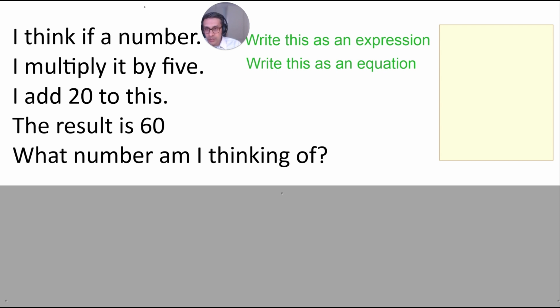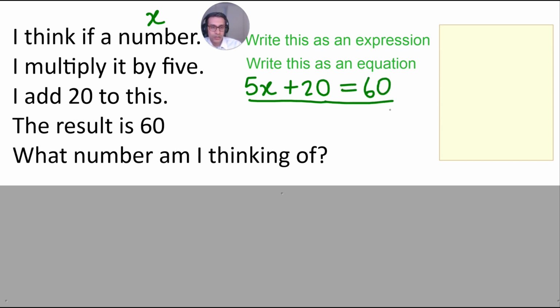So I think of a number. Now, we don't know what that number is, so we can just decide to call it x. I multiply the number by 5, so that will now become 5x. I add 20 to this, so I'm going to add 20, and the result is 60. So this is our expression. When we say that is equal to 60, it's now become an equation that we can solve.